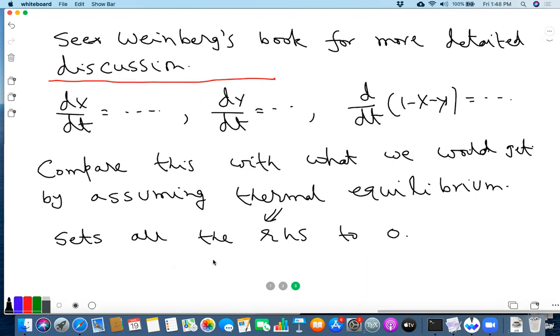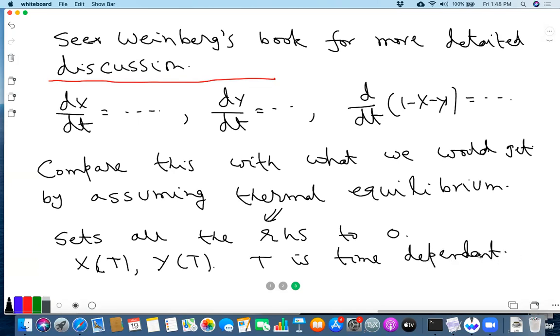Now, you can see that this is strictly not a solution to these equations. Why not? Suppose you take the solution that is given by thermal equilibrium. This X and Y will still be functions of T, and T is time dependent. So if you set the right-hand side to 0, that is the thermal equilibrium, and substitute in these equations, you will find that it doesn't satisfy this equation because dx dt is non-zero.